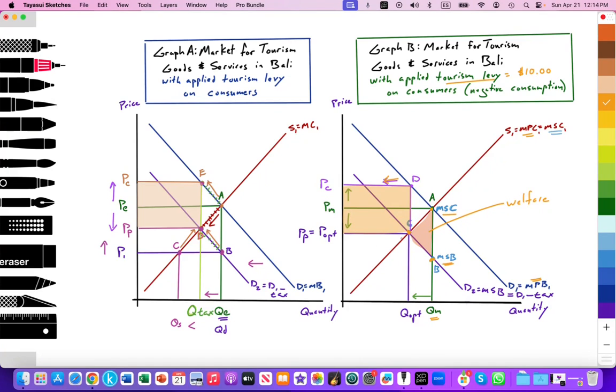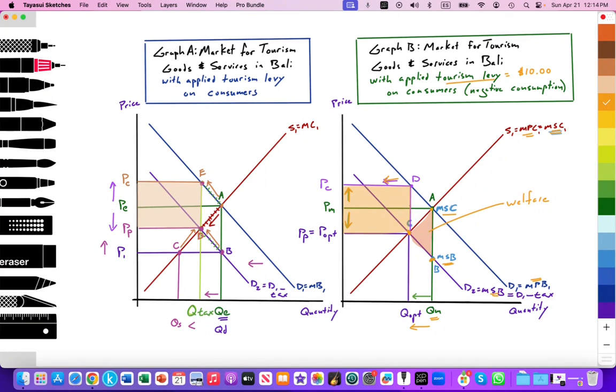Thus, that sets an equilibrium where S1 equals D2, or where MSC equals MSB at point C, and that will lower the price received by producers from PM to P-opt, which is equal to PNP. That will lower the price because we're going to get a reduction in the quantity of demand for goods and services from Q in to Q out. So that's going to reduce some total revenue for hotels and restaurants and so forth. In addition, it increases the price paid by consumers. Now they're internalizing the externality by paying that $10 from PM to PC.